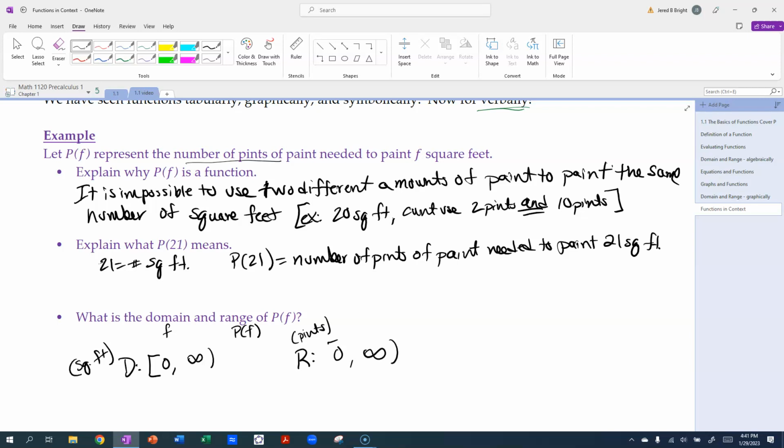This is what I'm thinking. This is what I want to write. Can you have 0 pints of paint? Well, yeah, 0. I mean, if you have 0 square feet, you wouldn't have any paint to go with it, right? So 0 is a possibility.